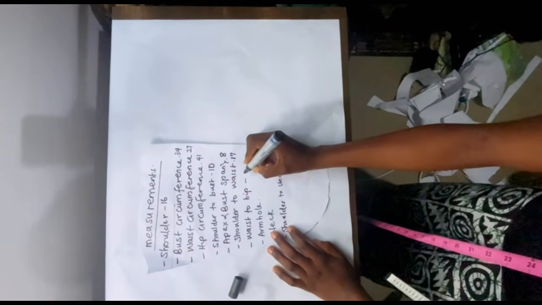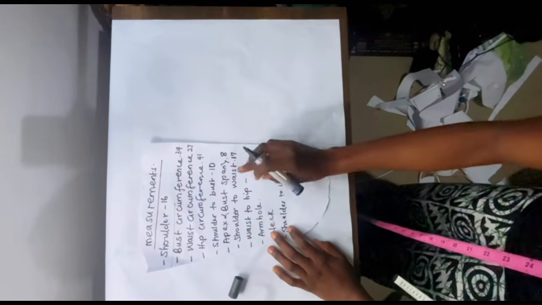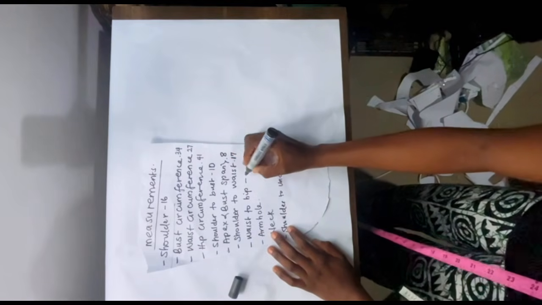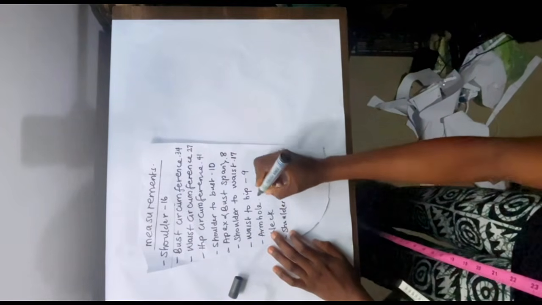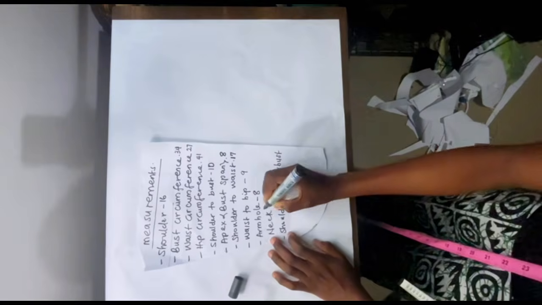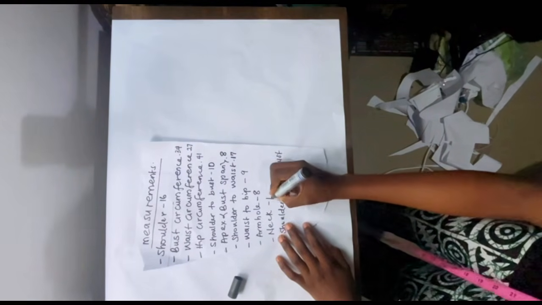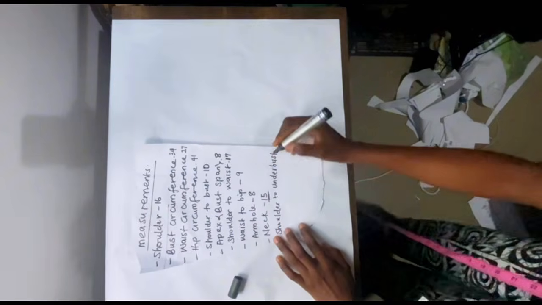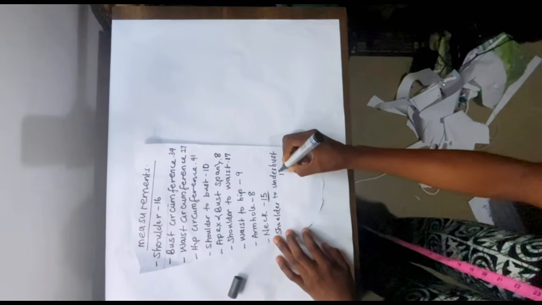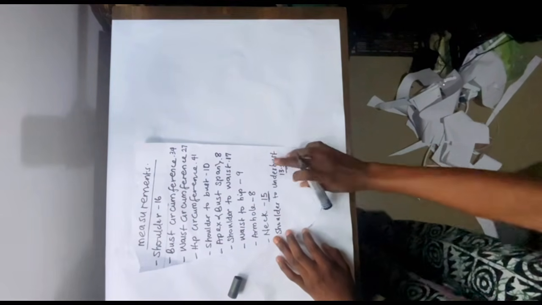Waist to hip is, for me, this one we call it the hip line. So from your natural waist to your hip, for me, is 9 inches. My armhole is 8 inches. For my neck, that is the neck depth plus the neck width. My neck is 15 inches. I'm going to show you how you'll be calculating this. Now, for shoulder to under bust, mine is 13.5. Although this one, you need it only for intermediate blocks, not for this basic block.